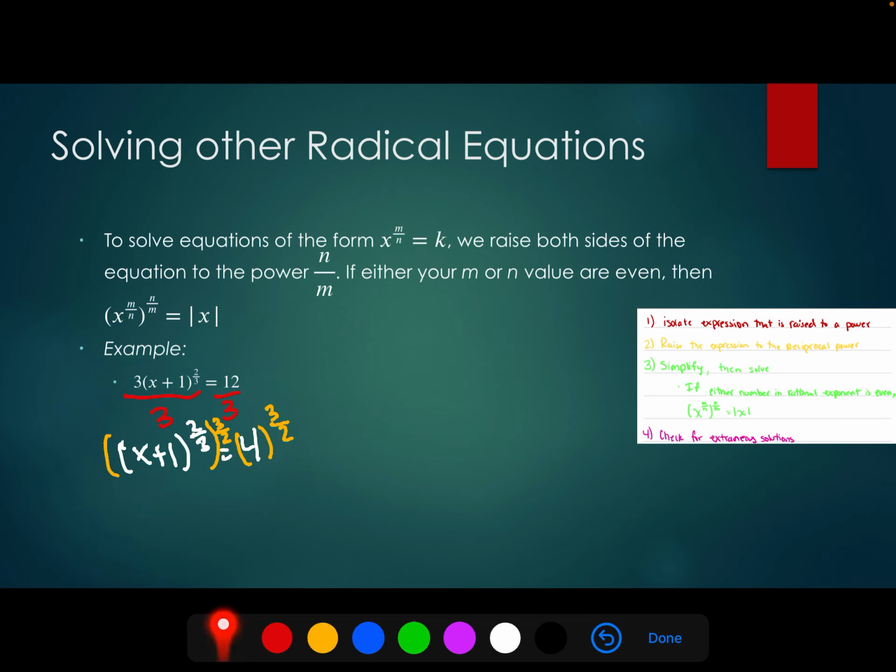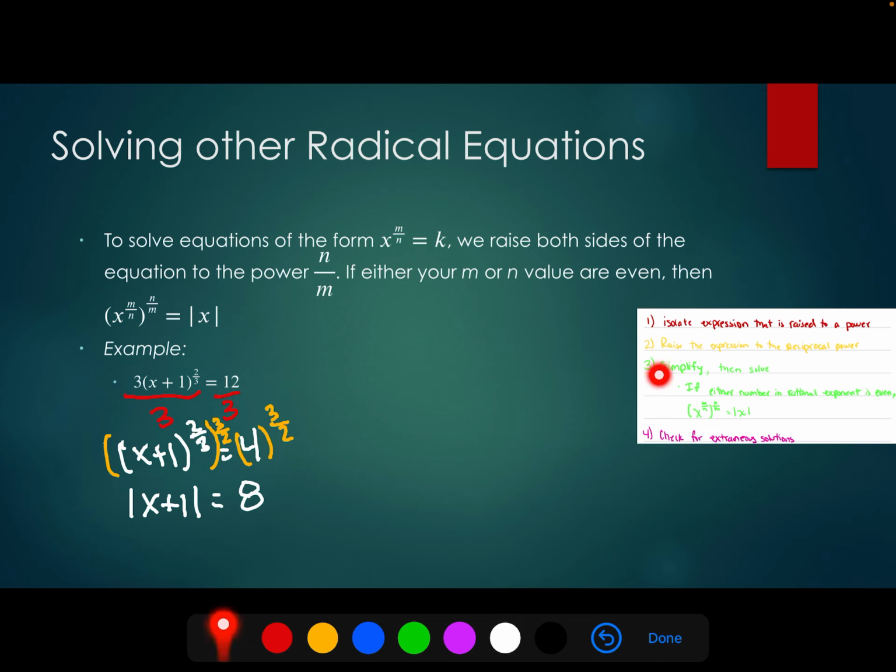And now, if we take a look, since we have a 2 in either the numerator or denominator of our fractions, we have to take the absolute value of this x plus 1. So after we raise it to the power, since either our numerator or denominator has an even number, our expression is the absolute value of x plus 1. And now the absolute value of x plus 1 is equal to 4 to the 3/2 power, which is equal to 8.